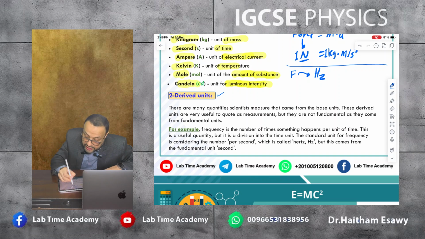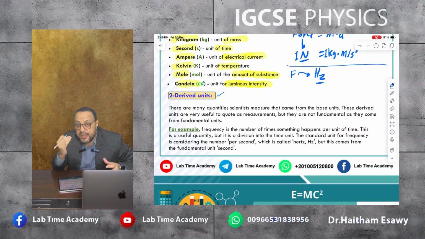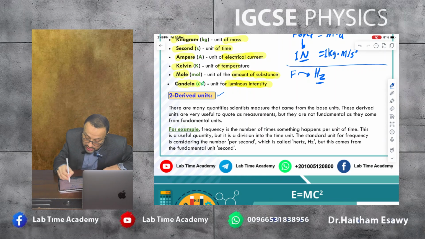Okay? Actually, hertz is not from base units. Hertz is from derived units. Why? Because it came from a base unit, like what I'll tell you now. Actually, frequency equals 1 over periodic time. And what about the unit for the periodic time? Second. So it equals 1 over second.